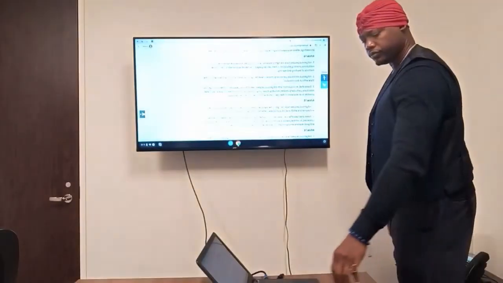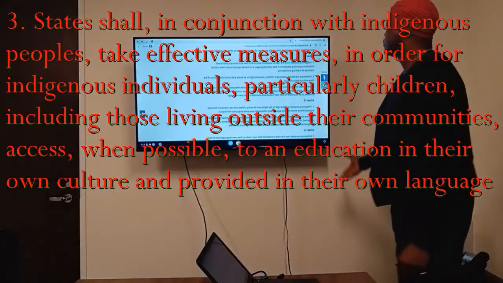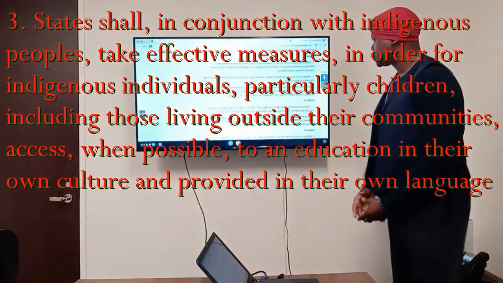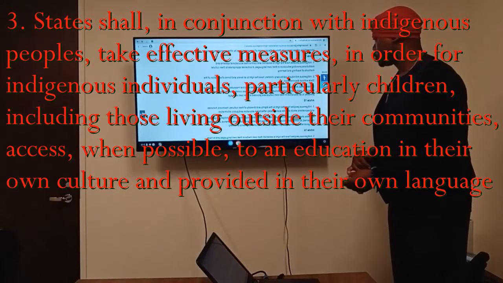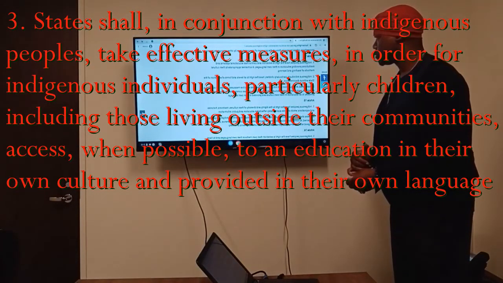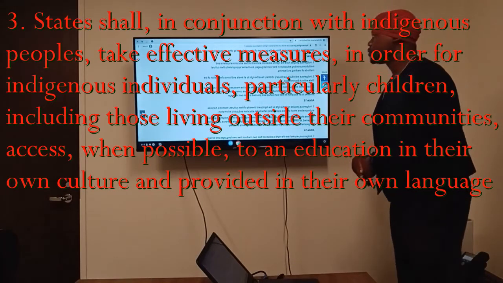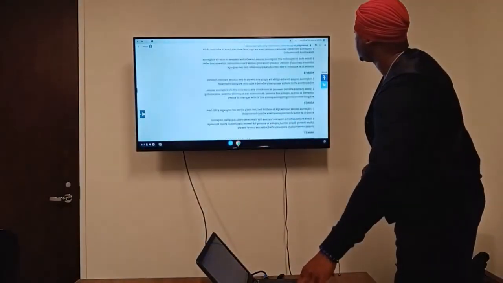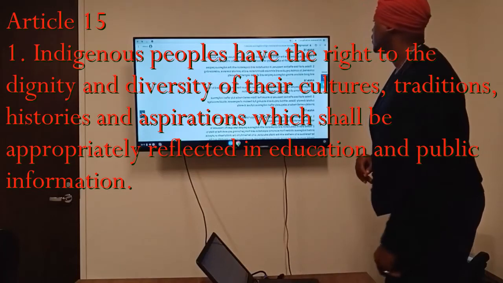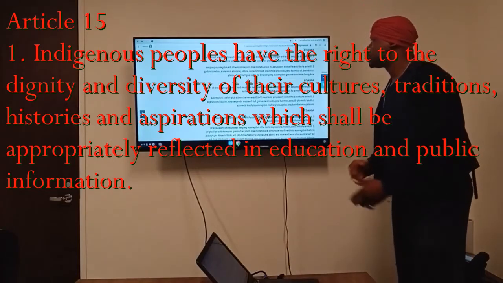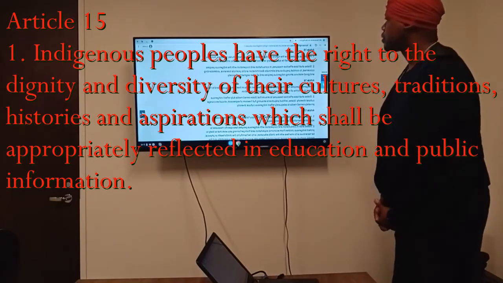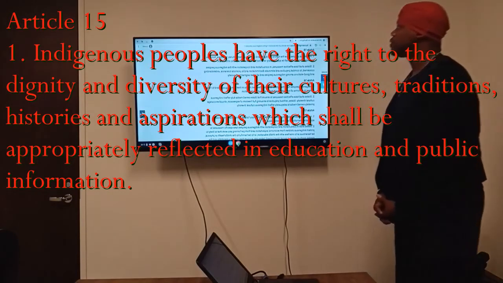Continue on. Number 3. States shall, in conjunction with indigenous peoples, take effective measures in order for indigenous individuals, particularly children, including those living outside their communities, to have access, when possible, to an education in their own culture and provided in their own language. Okay. Article 15, Number 1. Indigenous peoples have the right to the dignity and diversity of their cultures, traditions, histories, and aspirations, which shall be appropriately reflected in education and public information.